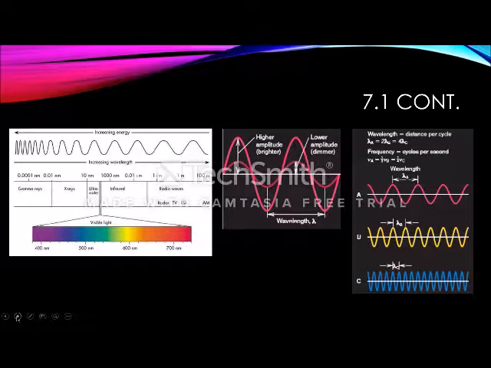The diagram on the left is of the electromagnetic spectrum. The photo in the middle shows an example of amplitude and wavelength. The photo on the right shows examples of wavelength and frequency.